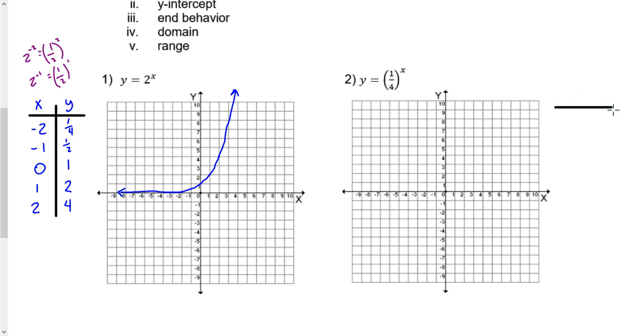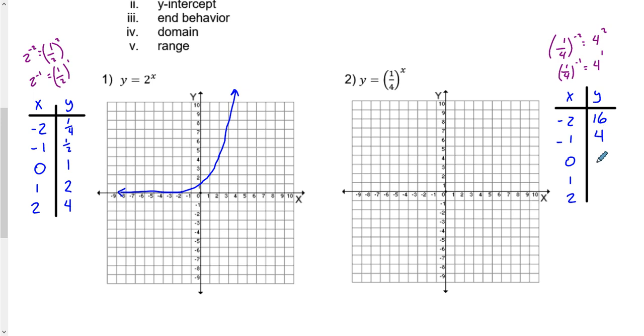Likewise, we can do the same kind of procedure for this one. So if we have points x, y, and we use -2, -1, 0, 1, and 2, 1/4 to the power of -2 means taking the reciprocal of it, which means 4 to the power of 2, which means 16. 1/4 to the power of -1 means taking the reciprocal to the power of 1, because taking that reciprocal removes that negative, we'd have 4. 1/4 to the power of 0 is 1. 1/4 to the power of 1 is 1/4, and then we'd have 1/16.